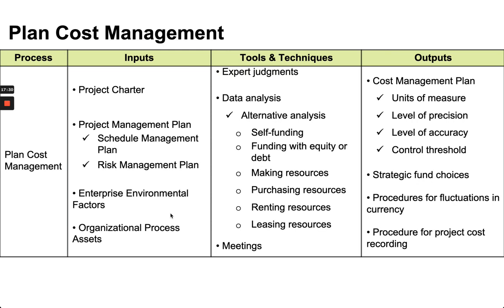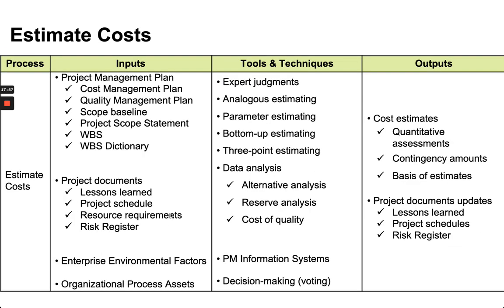The charter, as I touched upon, is an example of an input. The tools and techniques, data analysis, expert judgment, things like that. And then the resulting output is the cost management plan. A procedure maybe for how you're going to record your costs, a tool, a method. When you look at estimate costs, this is a very similar structure. Cost estimates, the project document updates, again, the plan or updates or estimates, things to that nature.